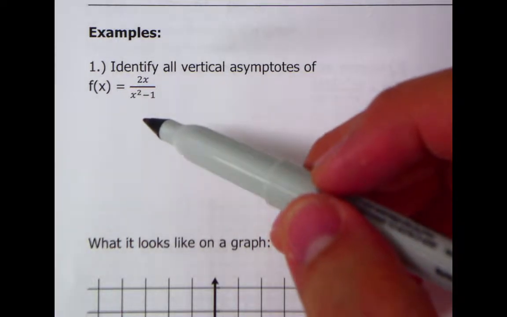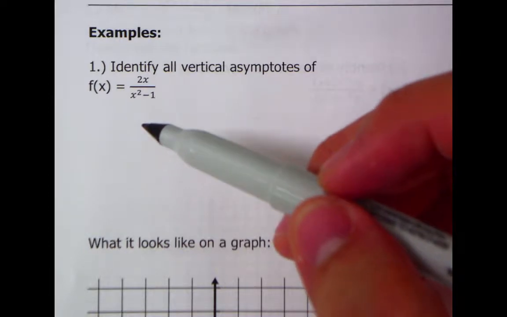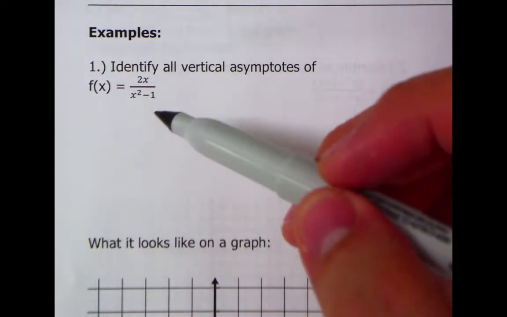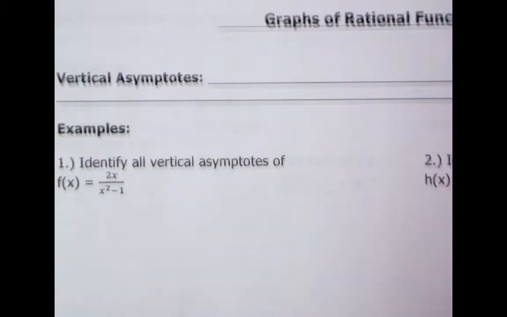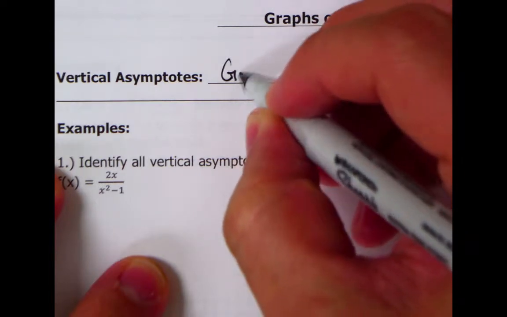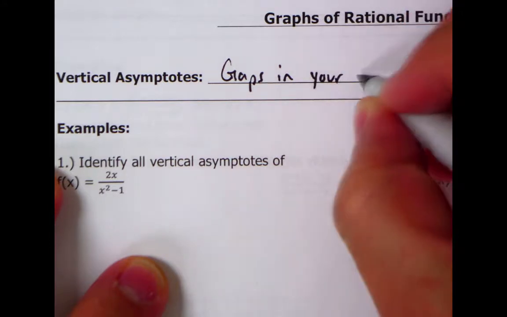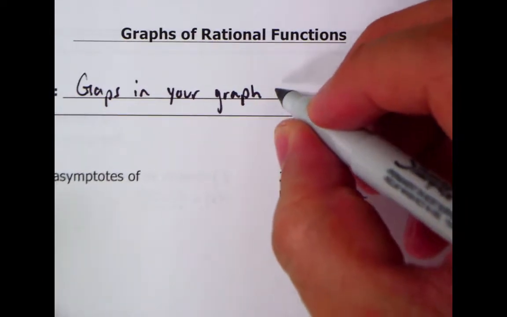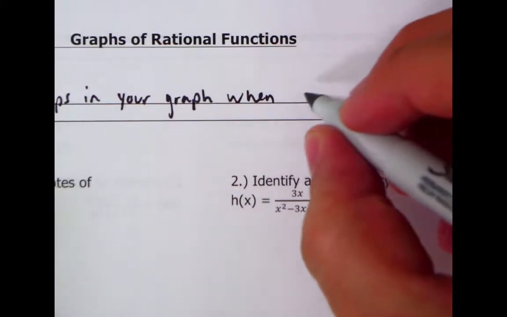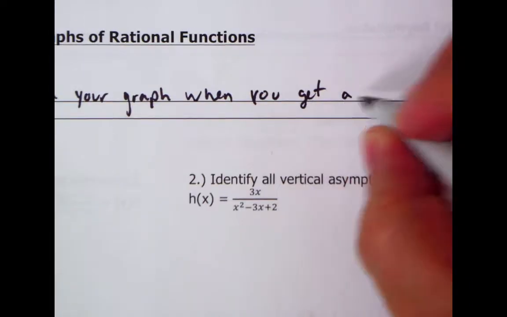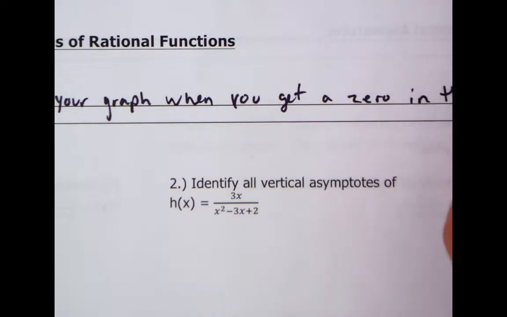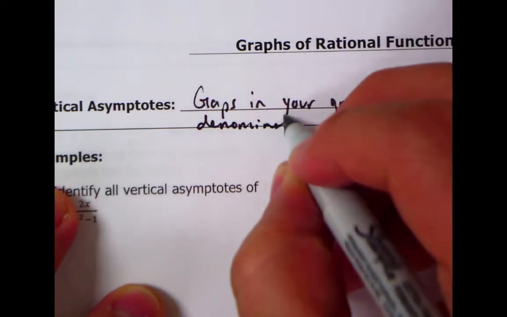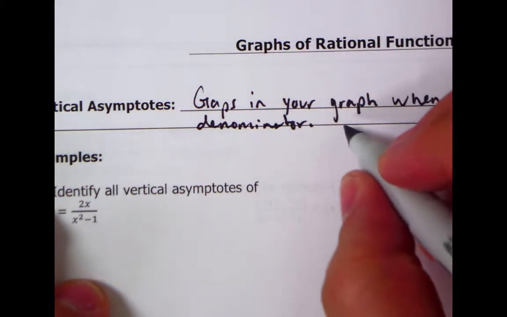So looking for those gaps, now you might be able to figure out where those gaps are just by looking at them, but sometimes it's not so obvious. So what we need to do is figure out what makes the denominator 0. And that will tell us where these gaps are. So that is what vertical asymptotes are. Vertical asymptotes are gaps in your graph when you get a 0 in the denominator.